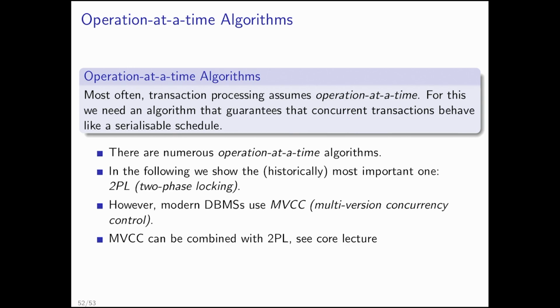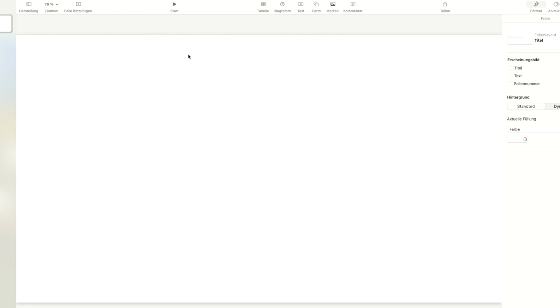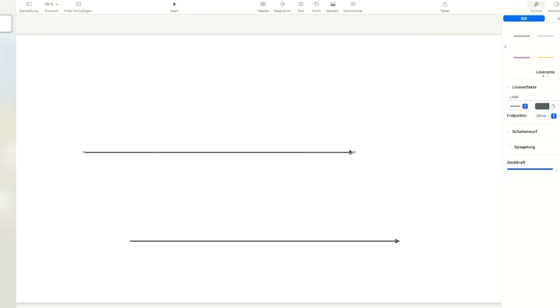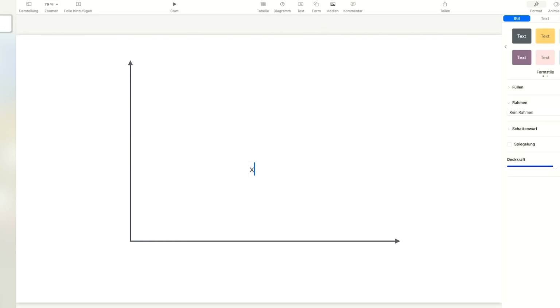So maybe let's scribble a little bit. What I'm trying to tell you, we're talking about a geometric interpretation of these transactions. Basically, how you can interpret that is, let's assume you have a relation that only has 2 attributes. This is the x attribute, and that is the y attribute. Let's give them names. X, it's the x attribute.